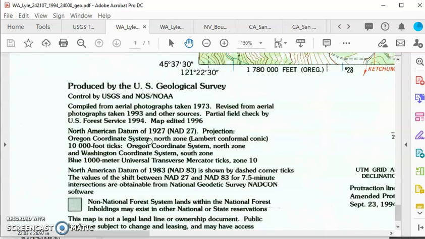Now, this map is a little bit tricky because it overlaps two different states. And so some of the lines and the marks are going to be for the Oregon information, the Oregon coordinate system, and what zone, right? This is going to be our state plane system. It's going to be the Oregon coordinate system for the north zone.